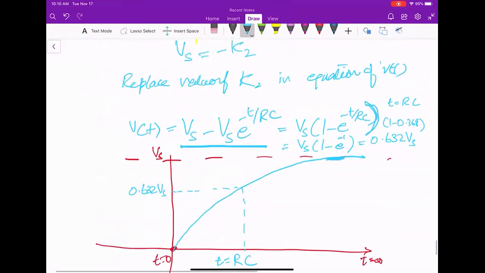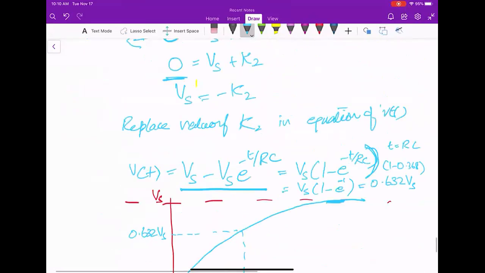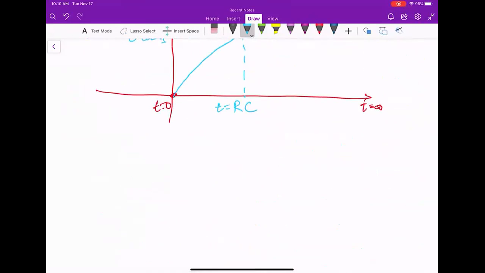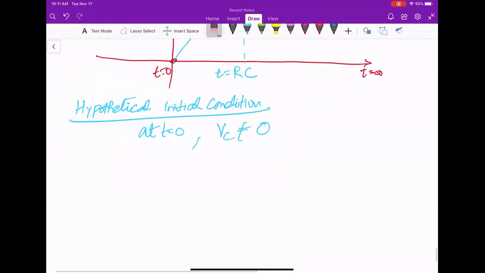One more thing I want to address in this equation: let's say your initial condition was not that at t equals 0, your VC equals 0, but according to your hypothetical initial condition, at t equals 0, your VC is equal to some voltage, V naught. There may be some voltage across the capacitor.